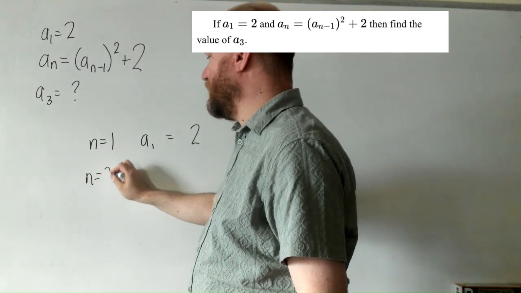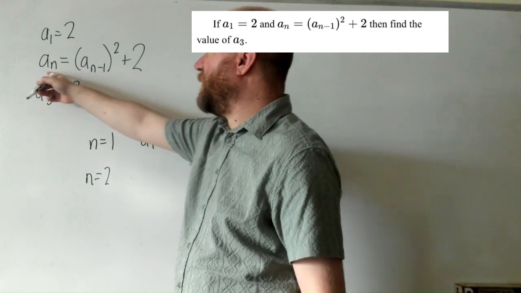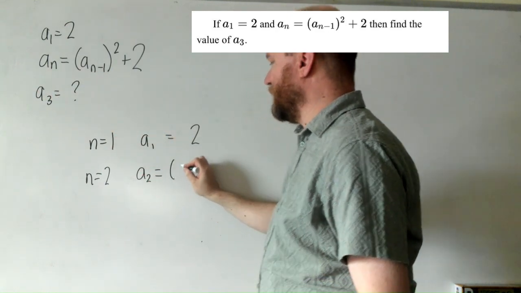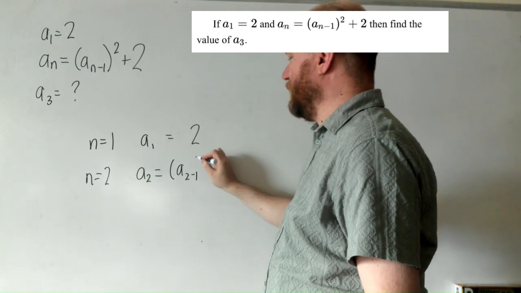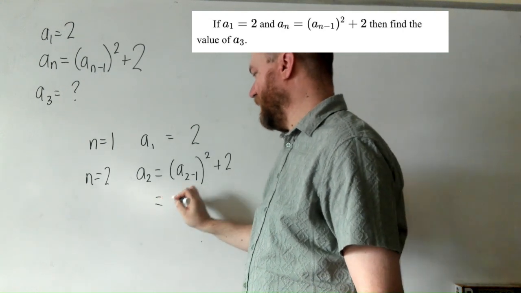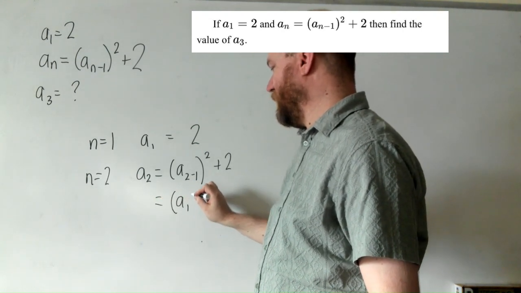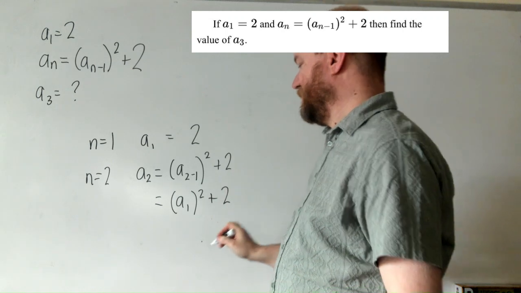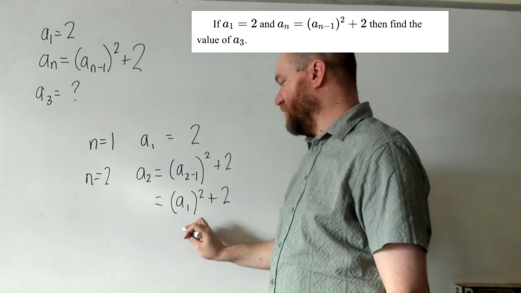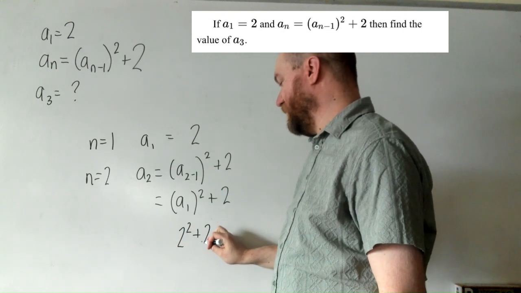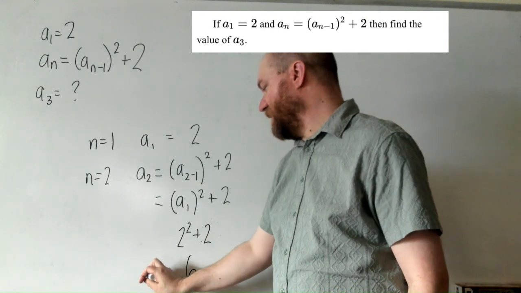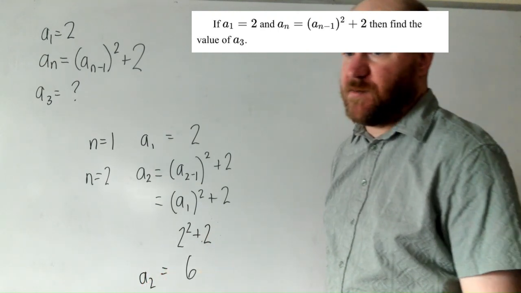If I make n 2, that means I'm working on the second number in this pattern, and I need to use this formula. So A2 equals A sub 2 minus 1 squared plus 2. I can do that math problem and get 2 minus 1, which is 1. So now it says A sub 1 squared, which is 2 squared plus 2. 2 squared is 4. 4 plus 2 is 6. So all that work was to get A sub 2.